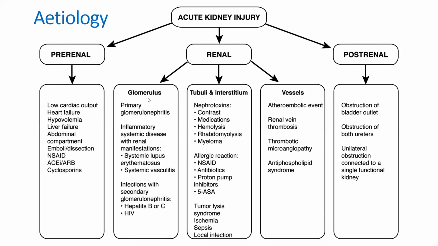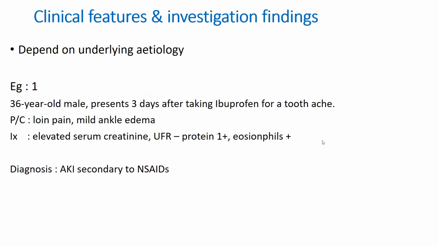If it's affecting the glomerulus, it could be one of these. And you know how glomerular damage can manifest clinically. It could be proteinuria, it could be hematuria, like we discussed yesterday. If it's the tubules or the interstitium that is affected, these are some of the causes you need to consider. And if it's the blood vessels, these are some of the conditions you need to consider. Or it could be post-renal, after the kidney, where there could be obstruction at the bladder level, the ureters or the urethra, which can result in acute kidney injury.